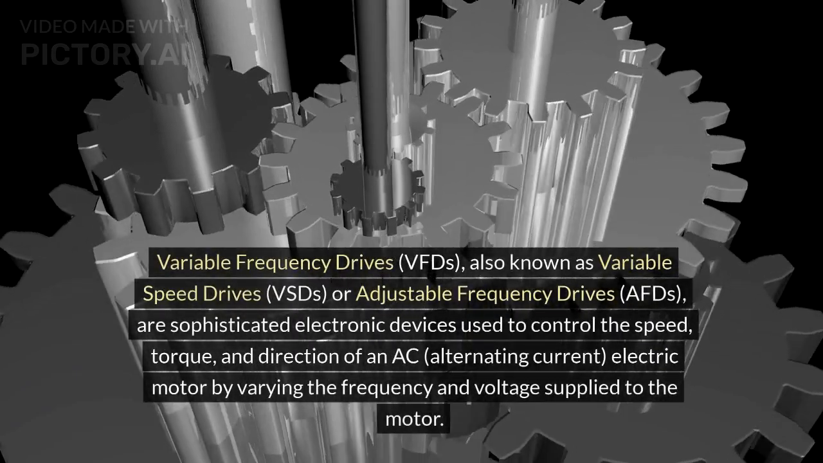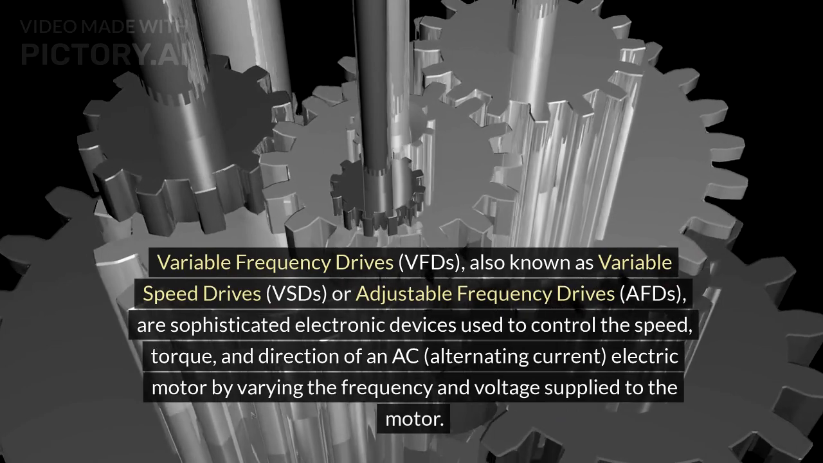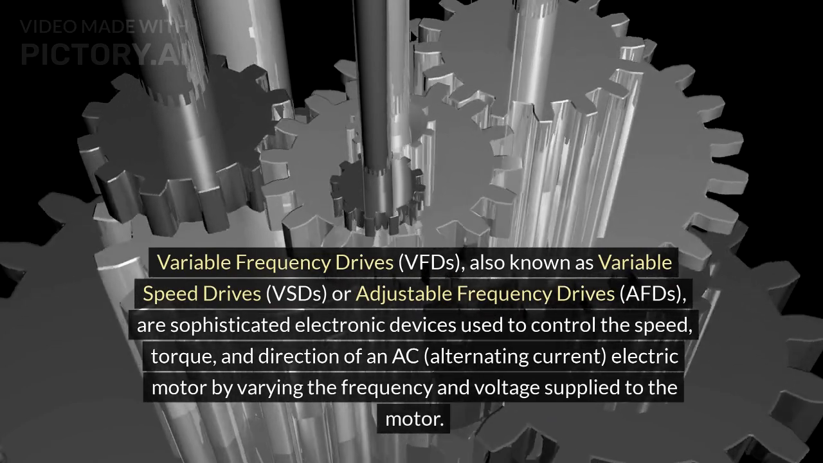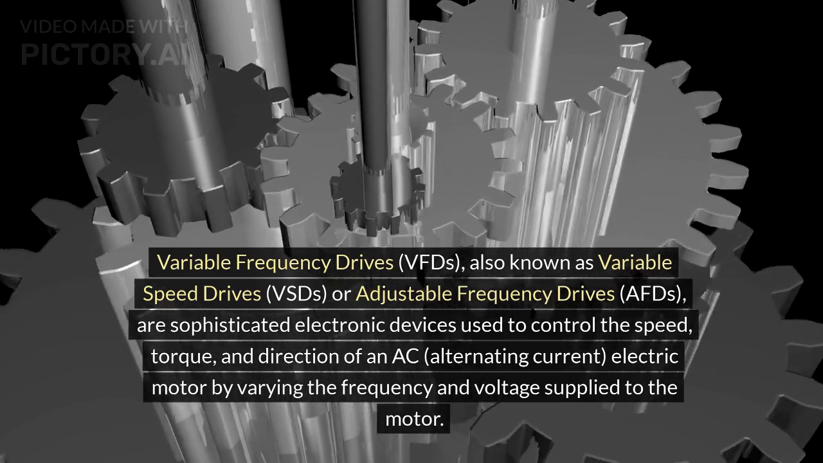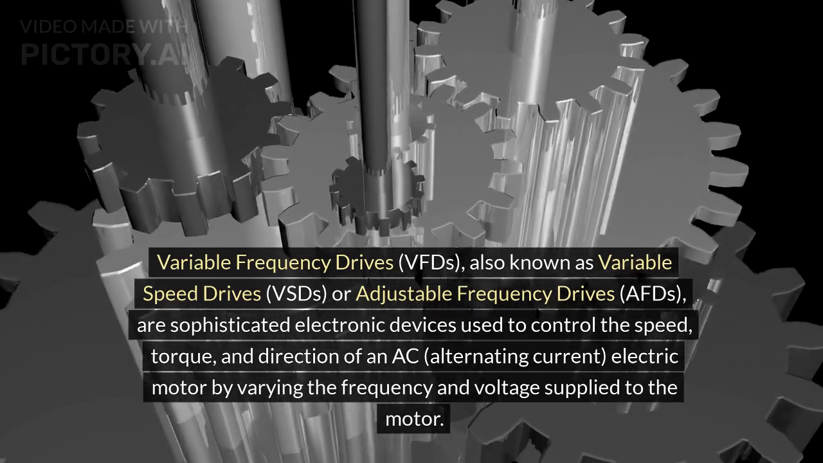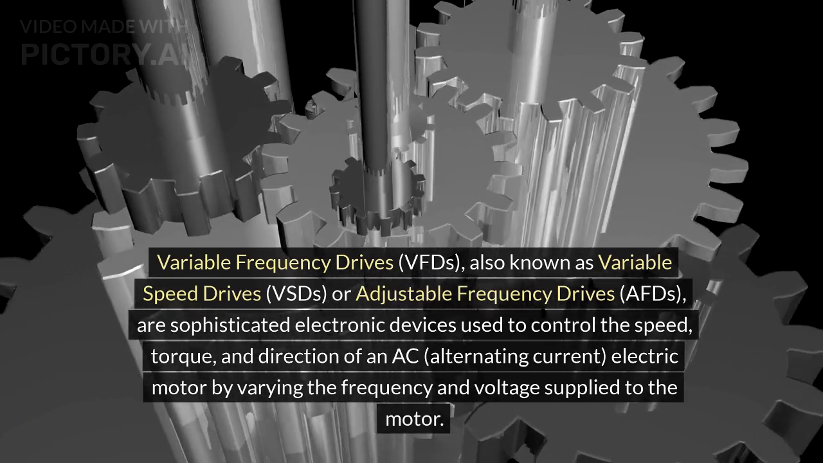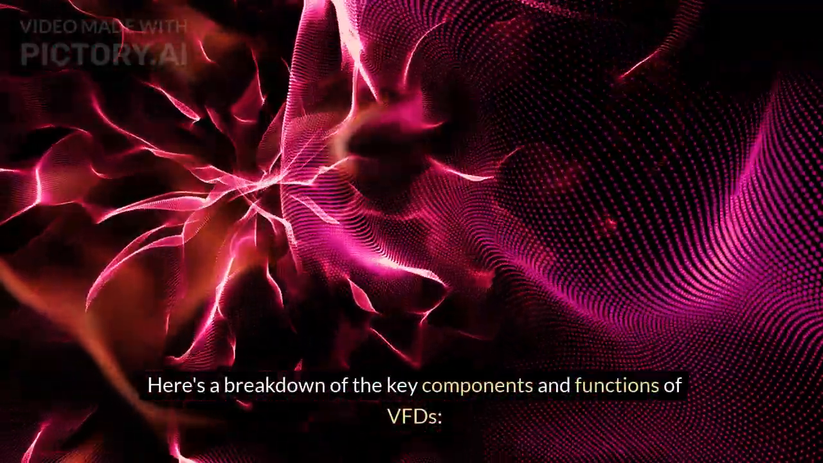Variable frequency drives, VFDs, also known as variable speed drives, VSDs, or adjustable frequency drives, AFDs, are sophisticated electronic devices used to control the speed, torque, and direction of an AC, alternating current, electric motor by varying the frequency and voltage supplied to the motor. Here's a breakdown of the key components and functions of VFDs.